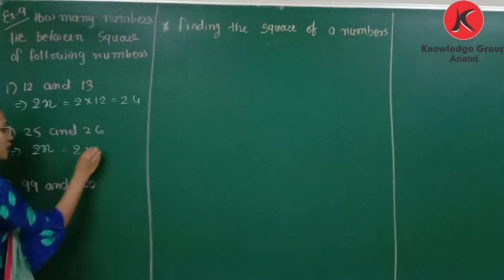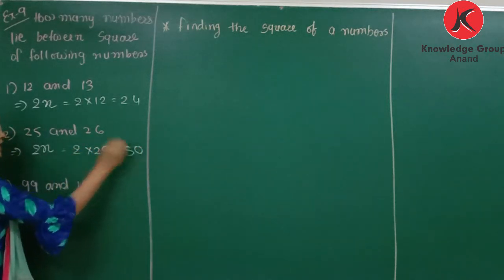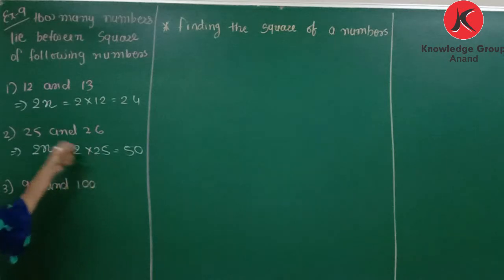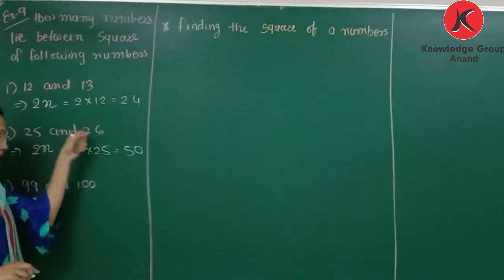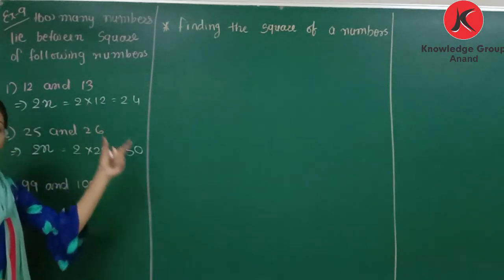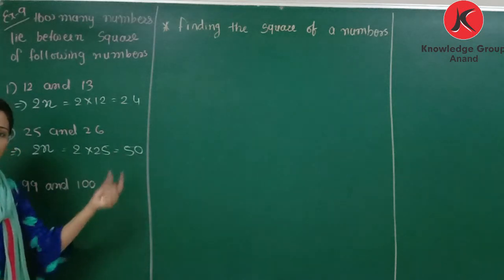So 2 multiply 25, 50. How many numbers will come between the two? 50. If you find 25 square and 26 square, the numbers between them are 50 numbers.